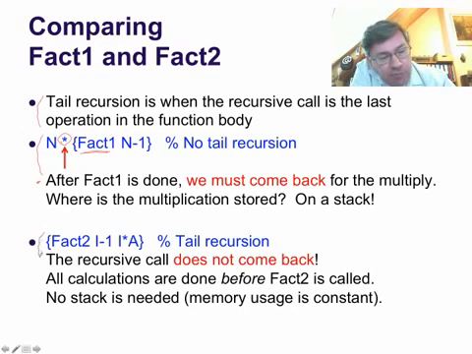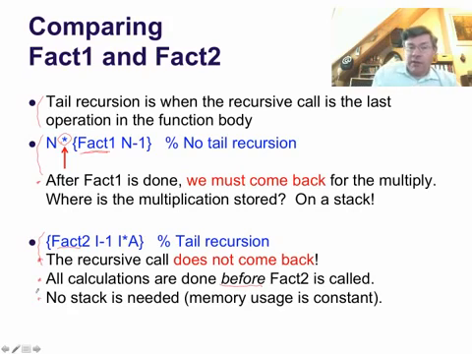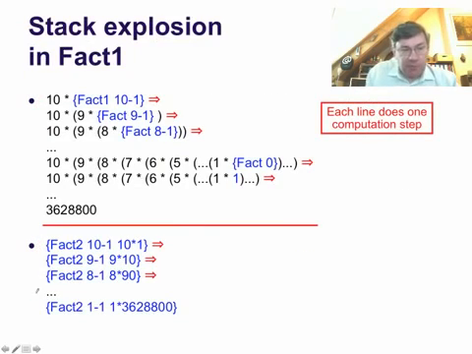In the other version, we have in the function body fact2 of i minus 1 and i times a. So the last operation is fact2. After you do this operation, nothing more has to be done in the function body. It does not come back. All calculations, i minus 1 and i times a, are done before fact2 is called. And therefore, no stack is needed. Let's now take a closer look at an actual execution.